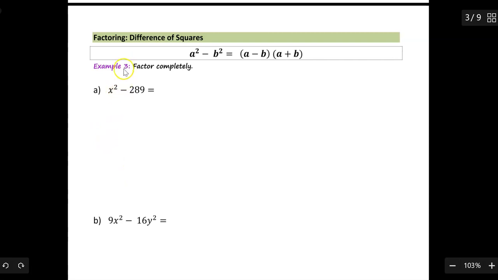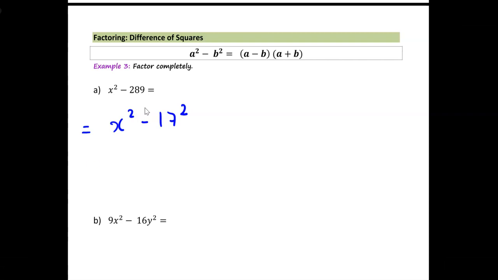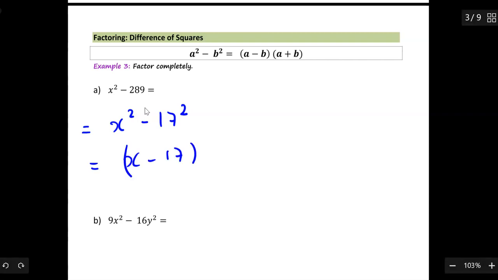So for example, 3a, this one is quite simple. If you want to recognize 289, is it a perfect square? If you want to make sure, I can show you a trick: take the square root of 289, and the square root of 289 is actually 17. So obviously, here you have x squared minus 17 squared. So it's very simple, just x minus 17, x plus 17. And we are done. Simple like that.